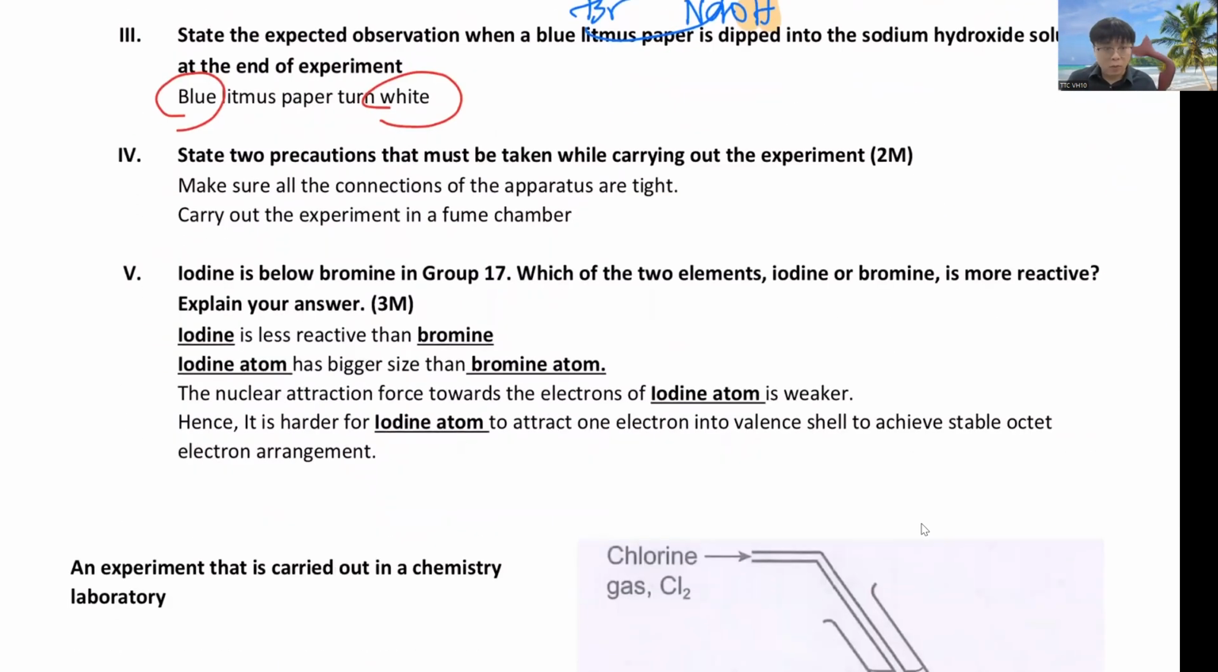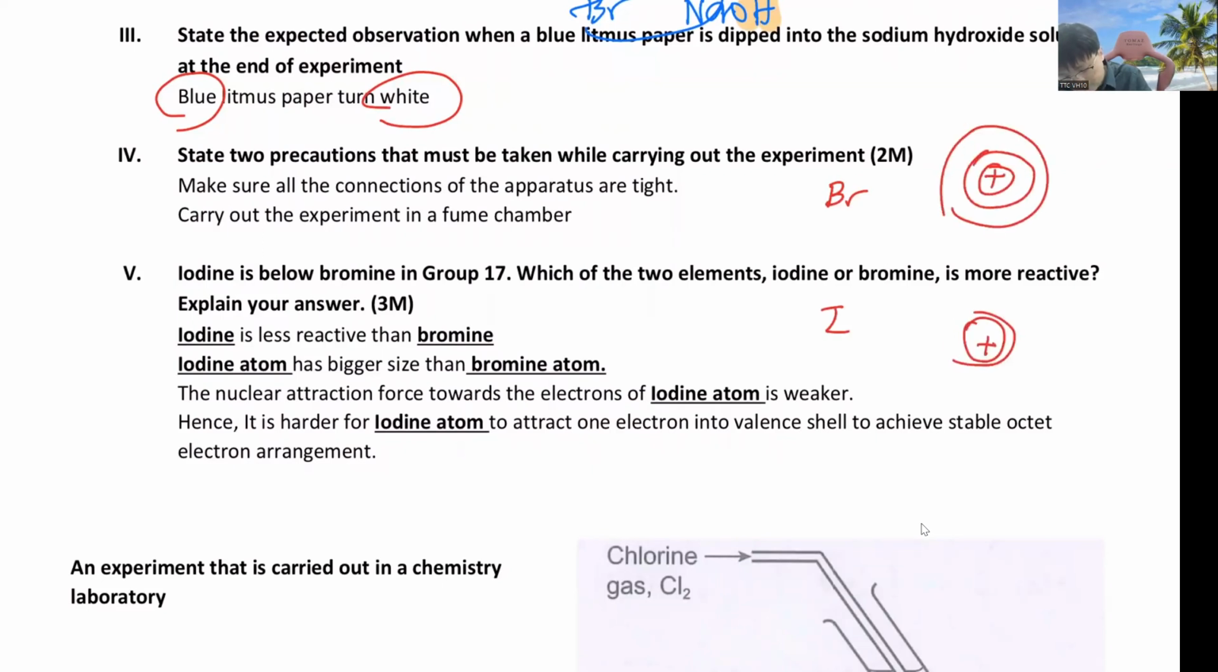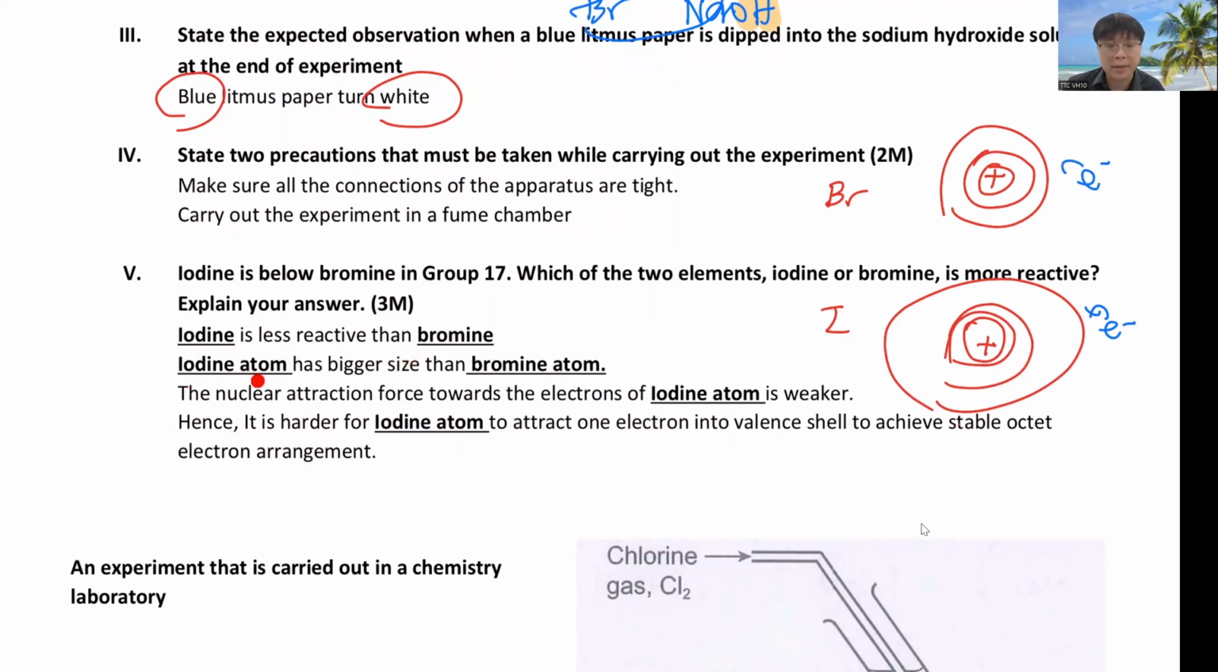Then they start to explain why it's more reactive or less reactive. So for bromine, it has a smaller size. Iodine is bigger in size. So the reactivity is in the middle. To attract electrons, iodine is less reactive. The reason is that iodine is bigger in size.